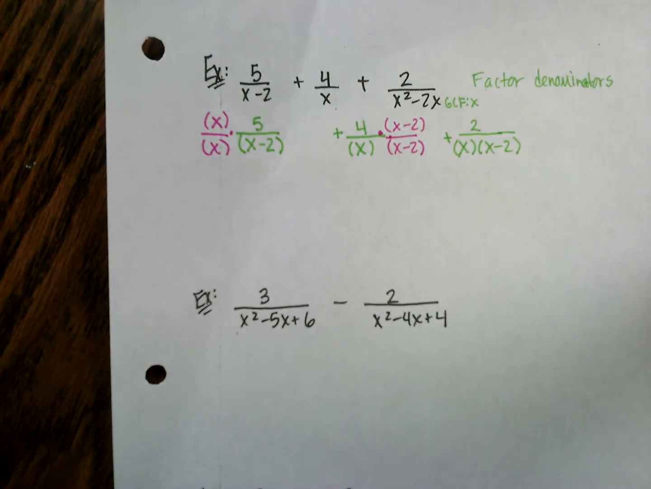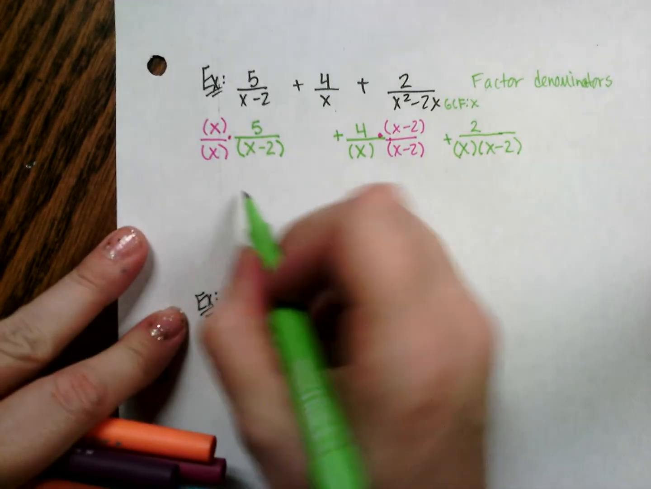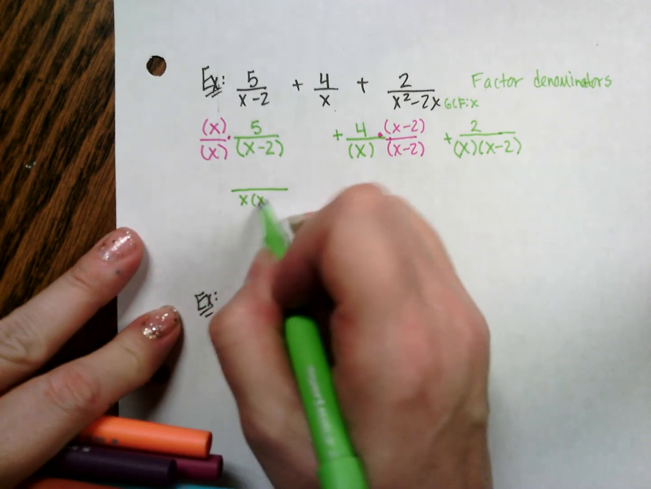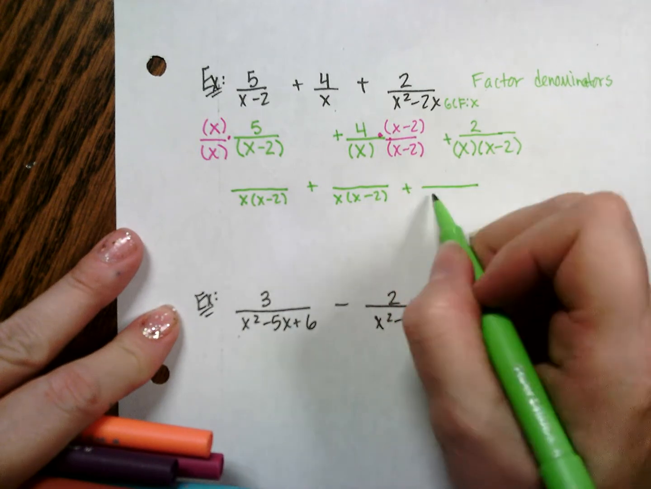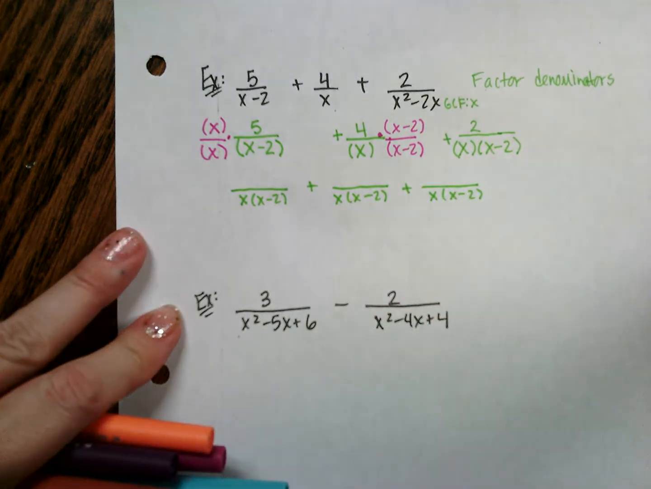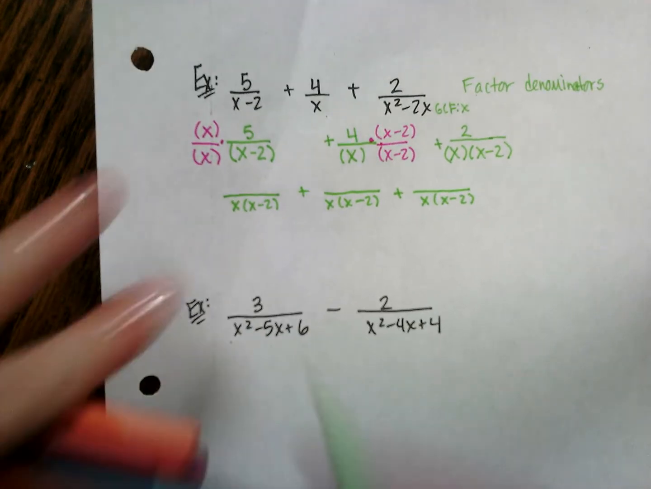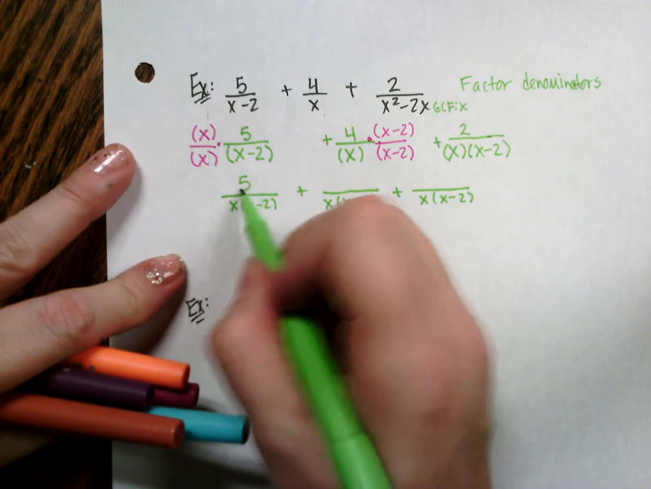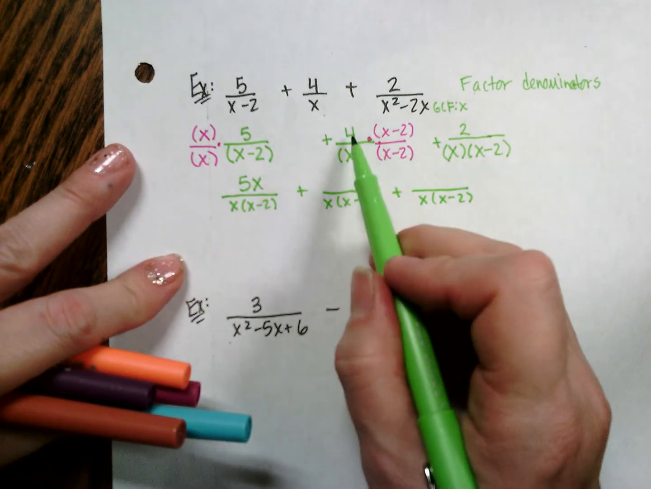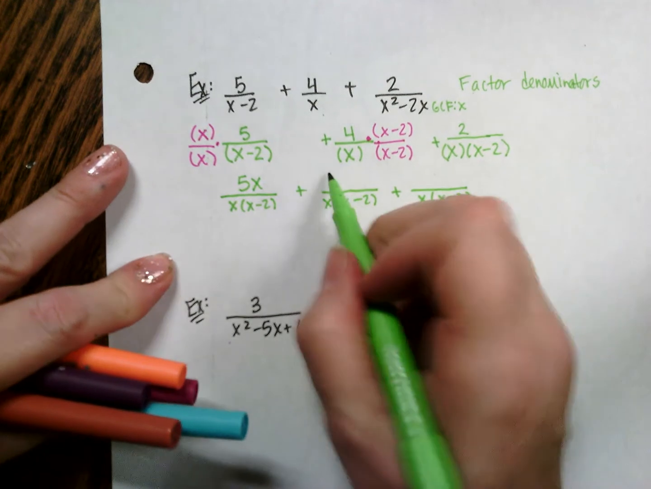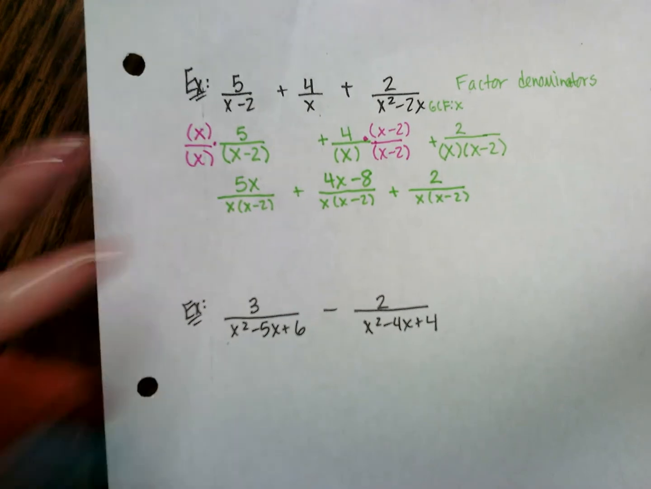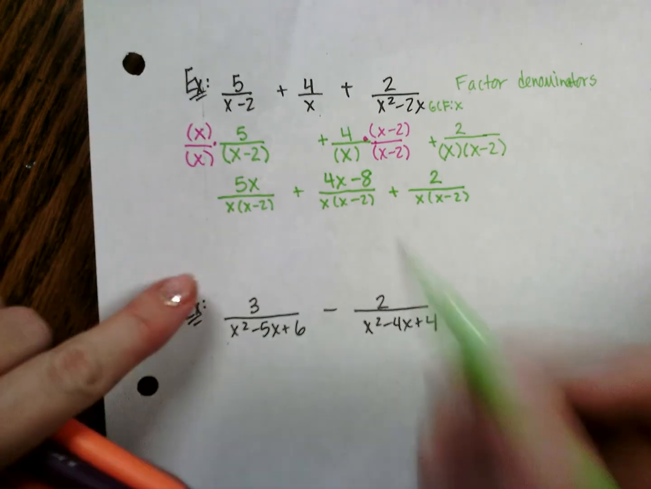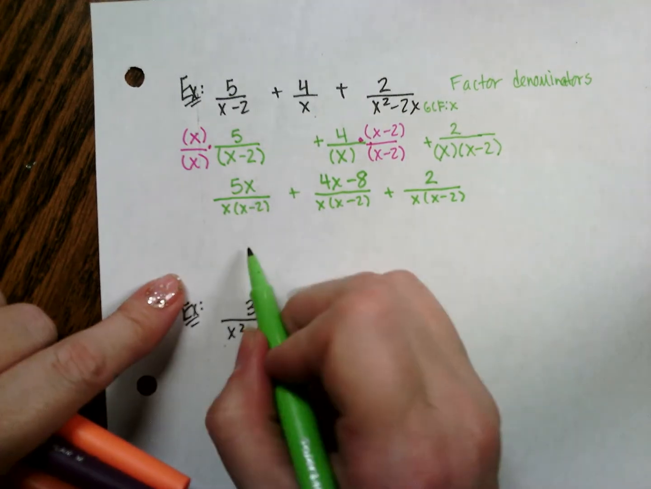Now here's one thing that we want to keep in mind. When we are working with these rational expressions, what we want to do is not multiply the denominators out. We want to keep them x times x minus 2. But what we do need to do is multiply the numerators out. So we are going to do 5 times x, which is 5x. And we're going to have to distribute 4 times x and 4 times negative 2. So that will be 4x minus 8. And then we're going to keep this as a 2 because it did not change.